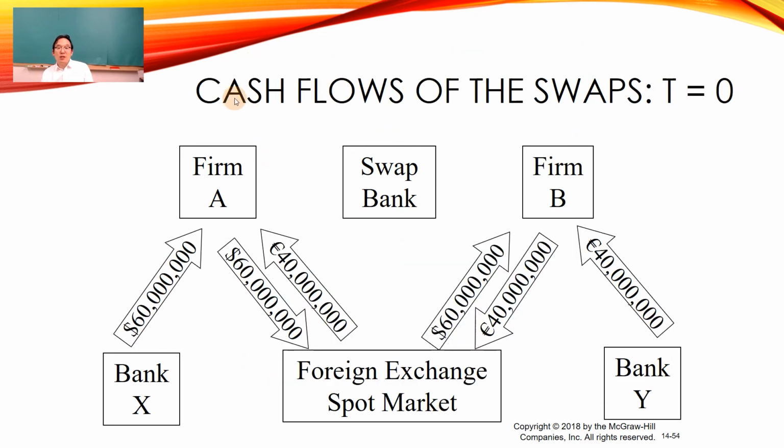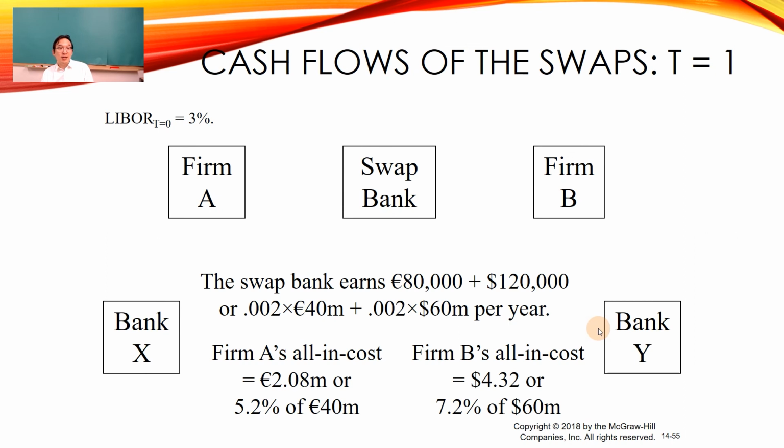So, the cash flows of the swaps in the initial stage, right? So $60 million they borrow from bank X and then go to the foreign exchange market and convert it into 40 million euros. And company B does the equivalent thing and then finances their subsidiaries. And then what's the cash flow at the end of year one?